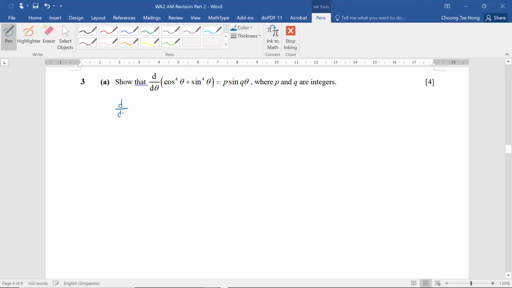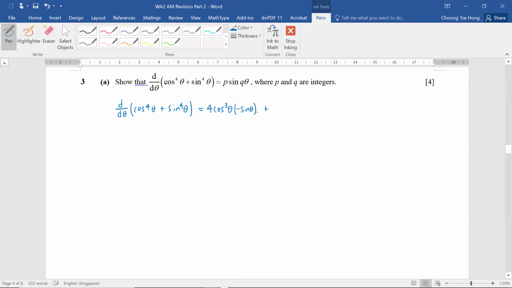So d/dθ of cos⁴θ + sin⁴θ. To differentiate cos⁴θ and sin⁴θ, we will need to apply the chain rule. Chain rule: the power goes in front, then the power is reduced by 1, so power 4 becomes power 3. Then we differentiate only the cosθ. If you differentiate cosθ, you will get negative sinθ. So this will be the derivative of cos⁴θ.